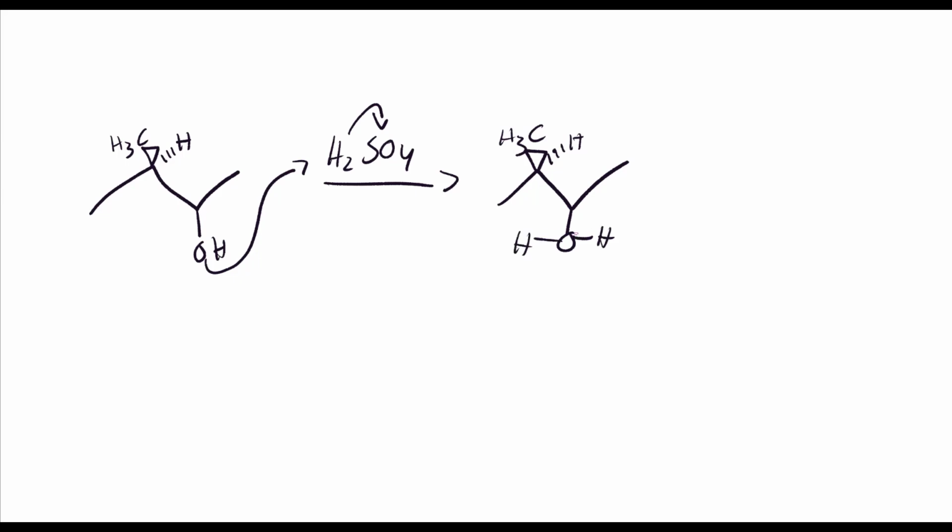Okay, and then water is a good leaving group, so it's going to come off, and we actually form a carbocation right here. And this is a secondary carbon cation. Can I do anything to make it a tertiary carbocation?